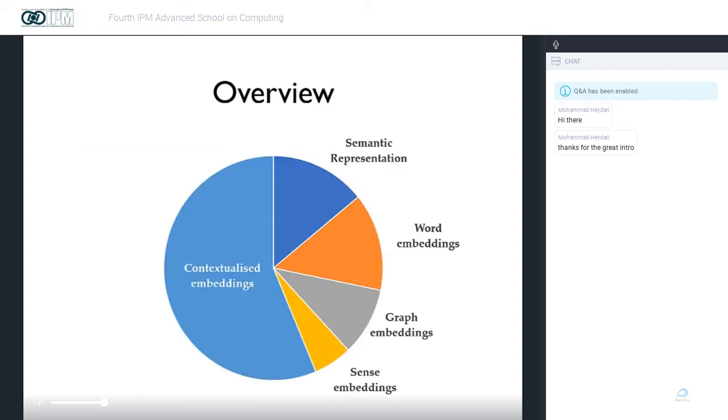Here is the distribution of the slides over different topics I'm going to discuss in this talk. As you can see, there is a special focus here on contextualized embeddings. And the reason is that contextualized embeddings are probably the most recent form of embedding in natural language processing, and they are currently one of the hottest topics in natural language processing with a lot of interesting stuff happening.